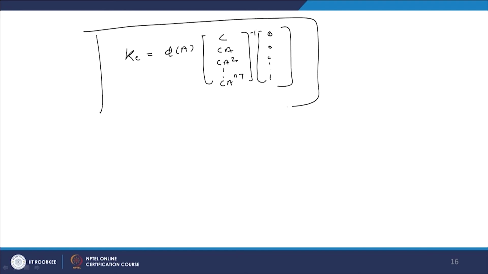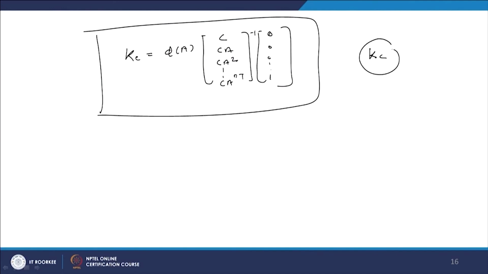So, this is the Ackermann formula for getting the observer matrix, or this Ke is mainly responsible for reducing the error between the output and the estimated output. So this is the Kc formula for getting the controller, the pole placement controller, and this is the observer controller.